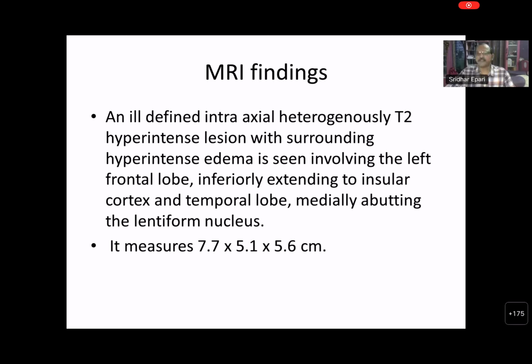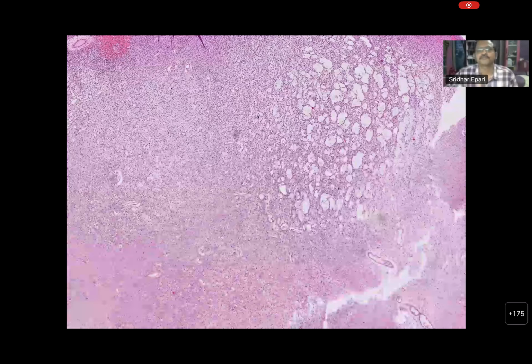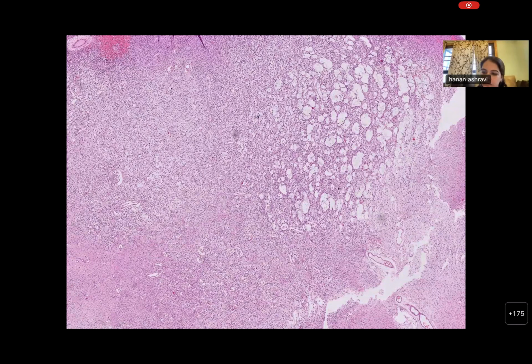So with this kind of information, surgery has been done. You got the tissue. What you have to do is measure the entire tissue bits. I think some disturbance is coming from somebody. So this is the low power view. Probably, Anita, you can describe. Yes, sir. So this is an infiltrating tumor with areas showing microcystic spaces.